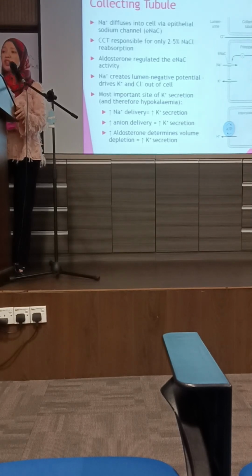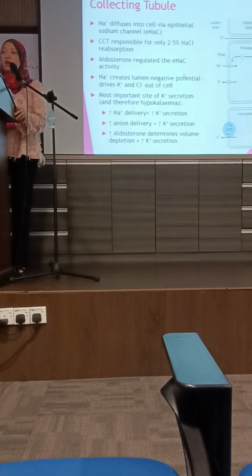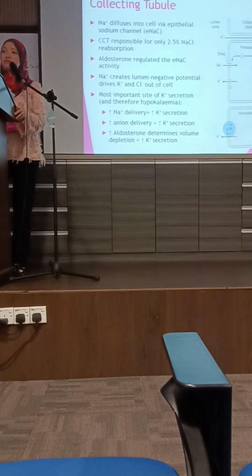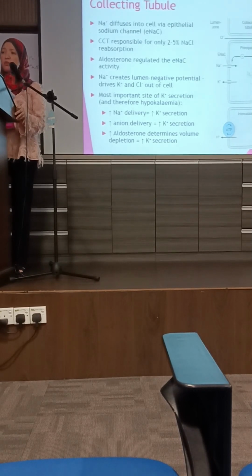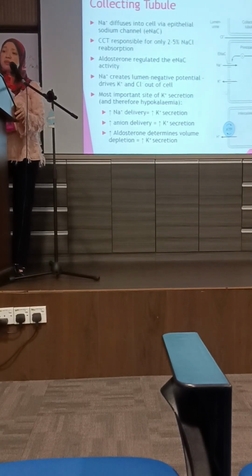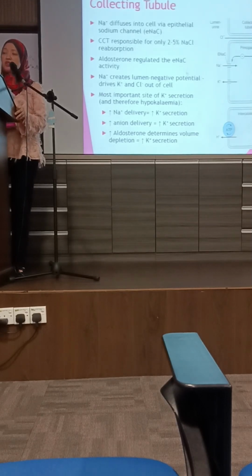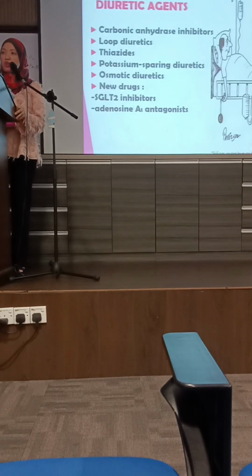So they will stimulate ENaC to reabsorb more sodium, and then potassium will be diffused out of the cell. Okay. Collecting tubule is the most important site for potassium secretion, yeah, compared to other tubules. For collecting tubules, the most important is the potassium, yeah. Okay. So at the CCT, collecting tubule, only about 2 to 5% sodium chloride reabsorption.